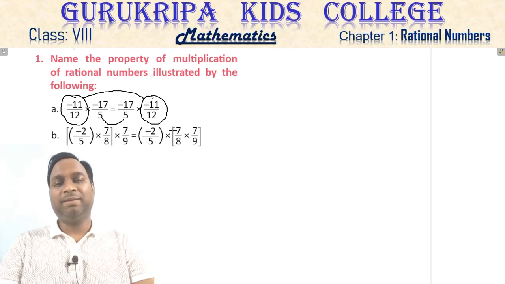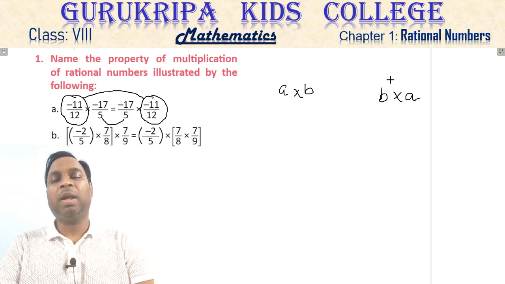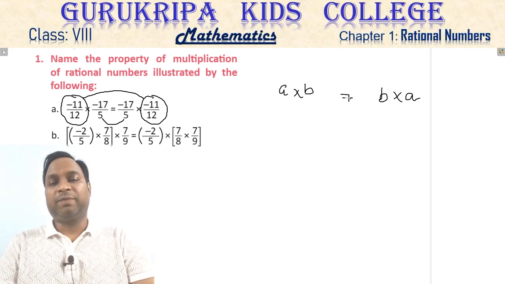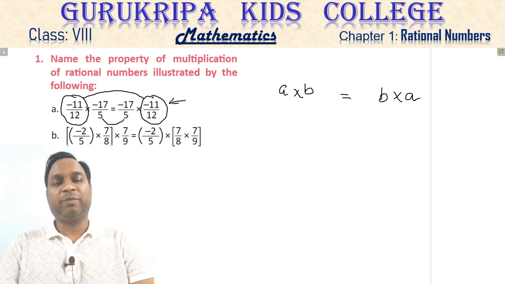So what does it mean? It just means that if you are multiplying two numbers A into B, either you can do A into B or you can do B into A. Both of them are the same thing. Both of them are equal. The same thing has been given over here with the help of one example. The numbers are very complicated. We need not calculate it. The question is not asking you to multiply the numbers.